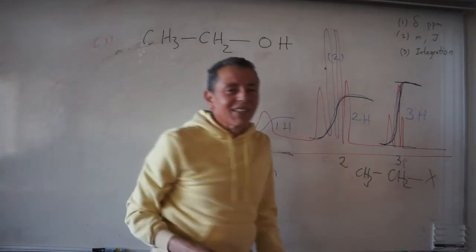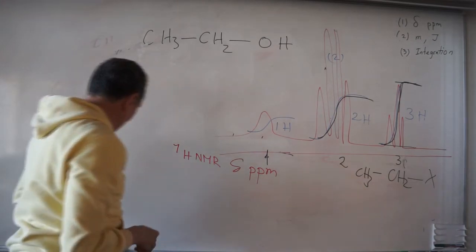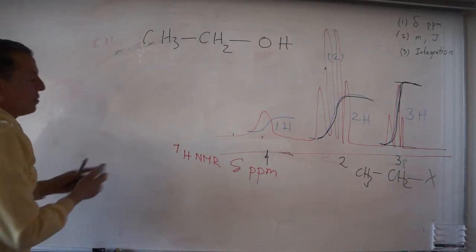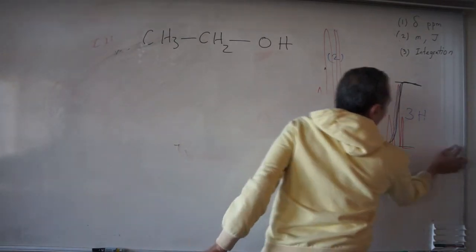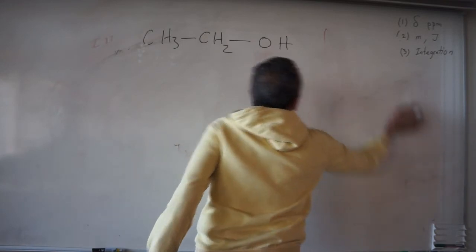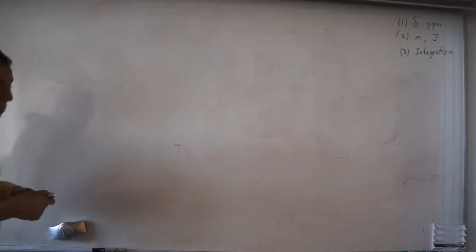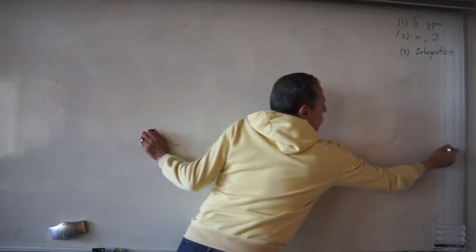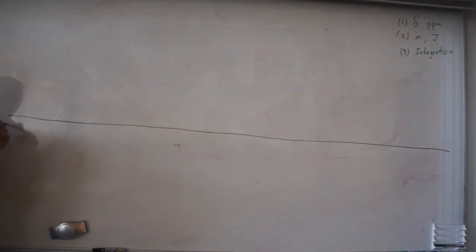So you write here functional group. Now we finished all the factors of the proton NMR. It will be easy for you to understand the carbon 13. Why? Because factors affecting the chemical shift of the proton are exactly the same factors affecting the chemical shift of the carbon atoms.